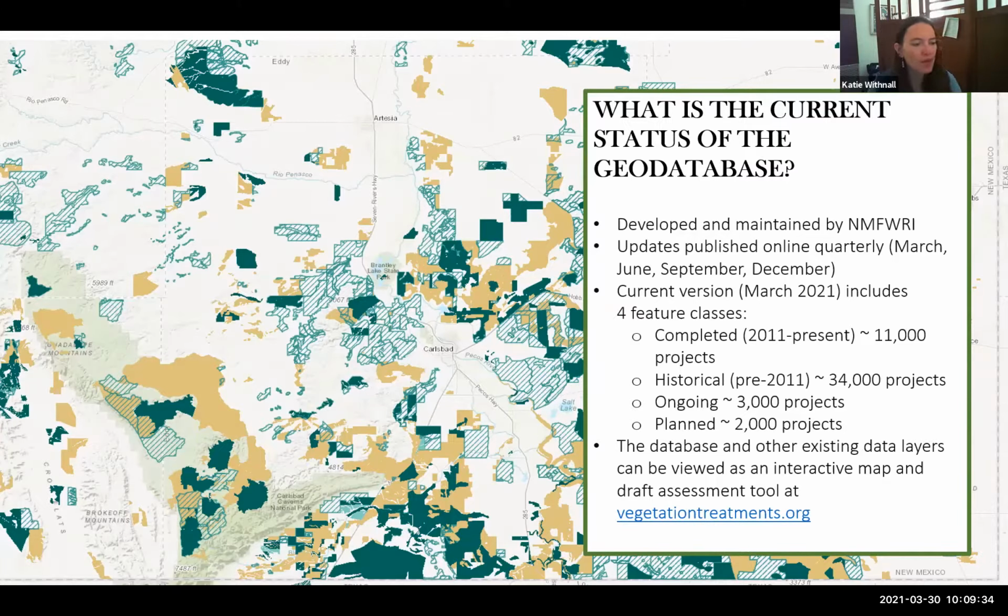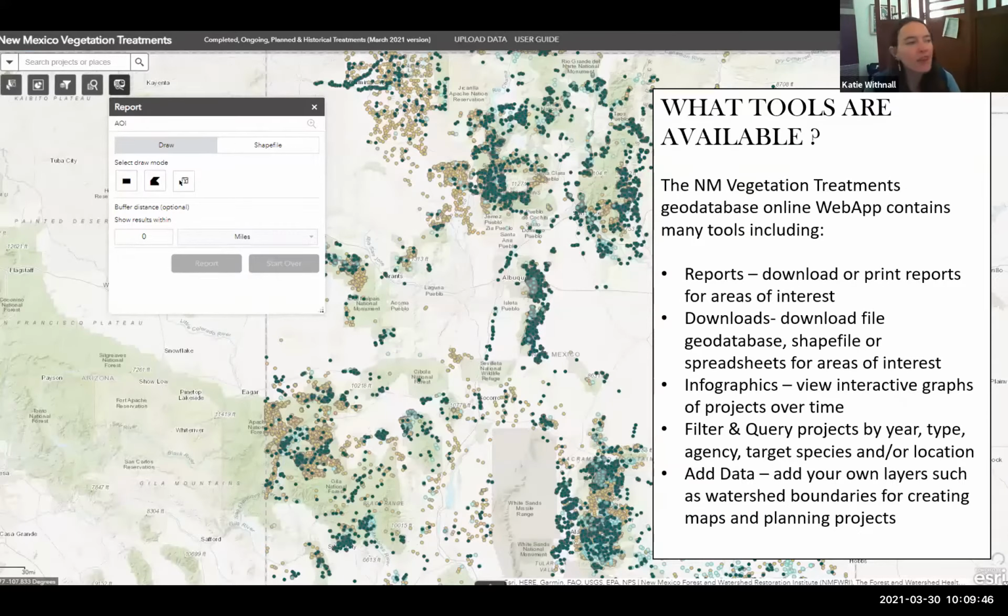The web app also includes other layers which can be turned on and off, including land ownership and wildfire history. Within the web app, there are several different tools for filtering, querying, reporting, and downloading the data. I will go through a demonstration in a few minutes of these tools. I'm continually developing and adding new tools and capabilities, so please check back occasionally to see new updates.